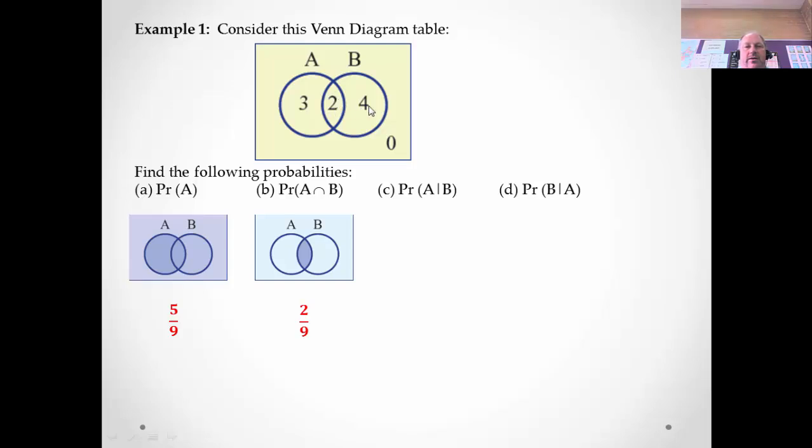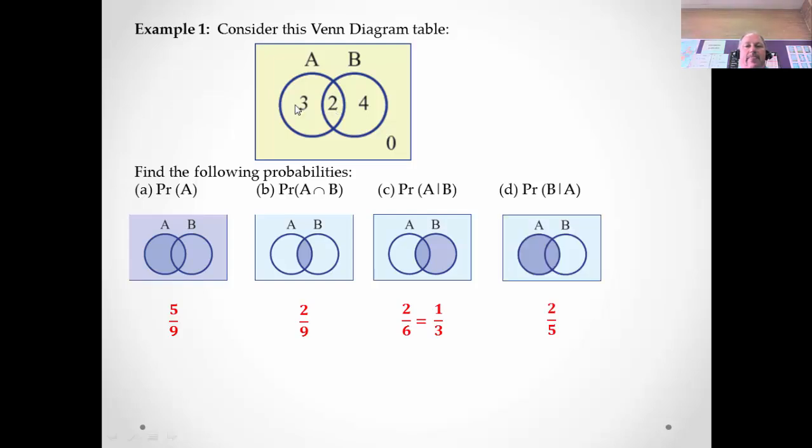Well, it's 2 out of the total of 6, because there's 2 in A, given that we only look at B. That's what the given means: reduce what you look at. And the other way, what's the probability of B given A? Well, we only consider the A circle. What's the probability of being B? It's that intersection there, so it's 2 out of 5. So that's one way of doing conditional probability, using diagrams and not the rule.